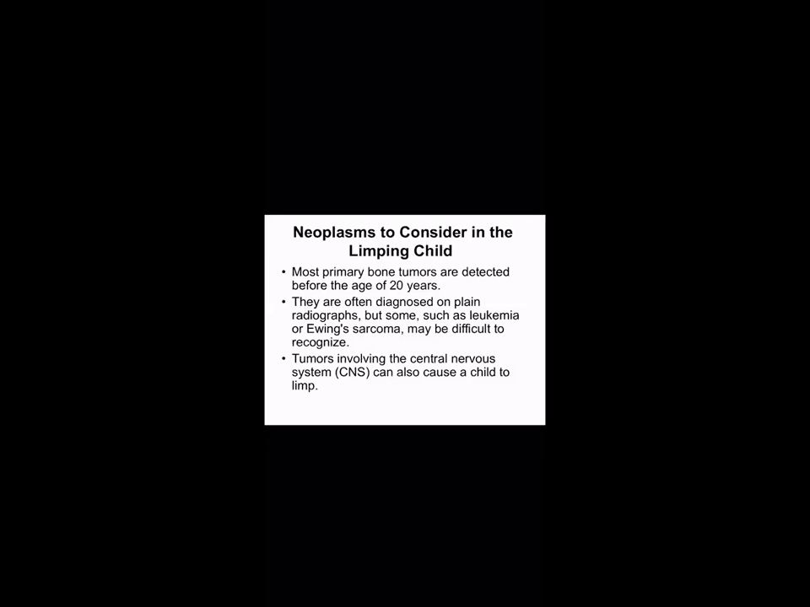Tumors involving the central nervous system can also cause a child to limp. Leukemia is a very important differential which you should always keep in mind. Sometimes you are the first physician who is going to diagnose acute leukemia. Why? Because it is the most common cancer in children younger than 16 years of age, with incidence peaking between 2 to 5 years of age.